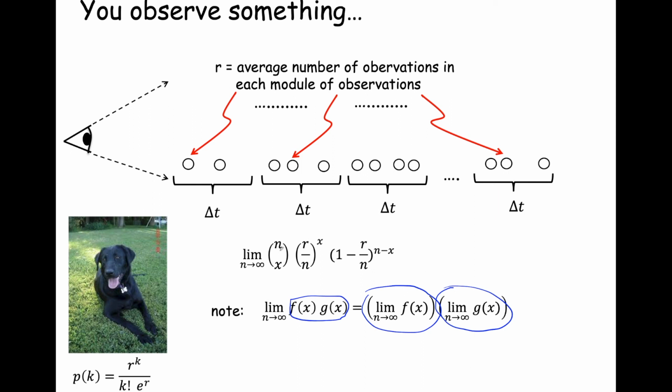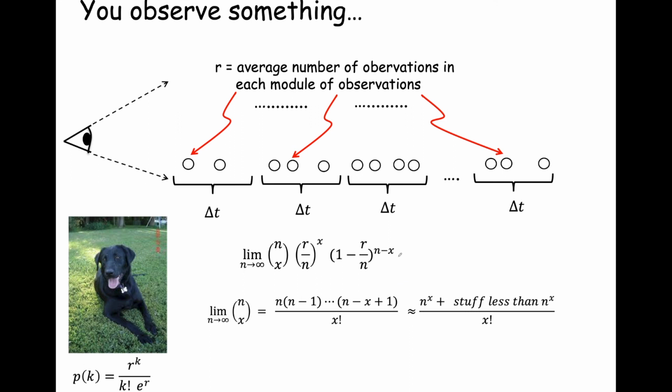And so if we want the limit of this expression up above, we're going to take the limit as n approaches infinity of n choose x, the limit as n approaches infinity of r upon n to the x power, and the limit of 1 minus r upon n to the n minus x, and we're going to multiply those three limits together. All right, so let's now take each one in kind.